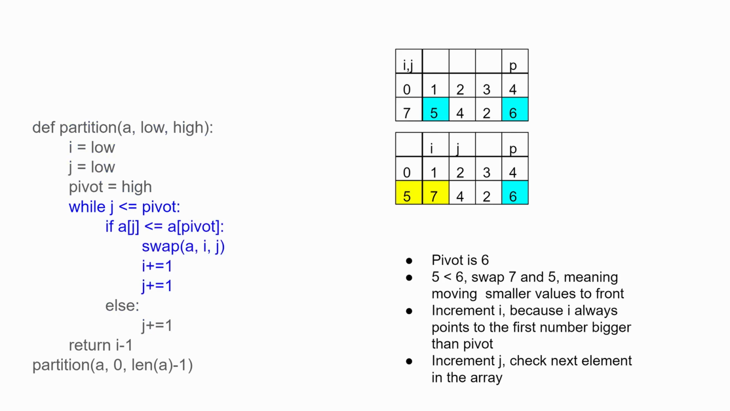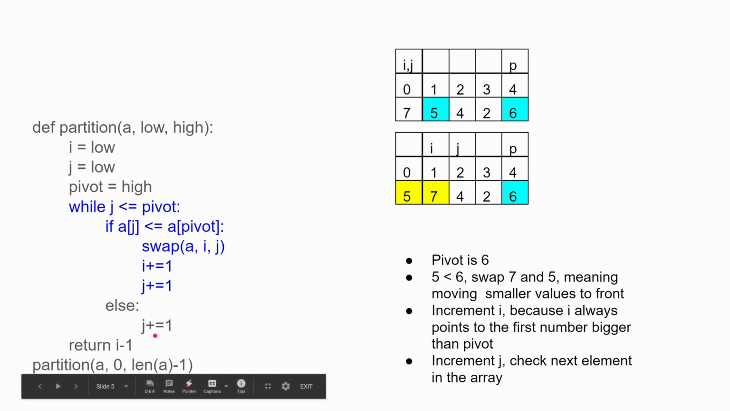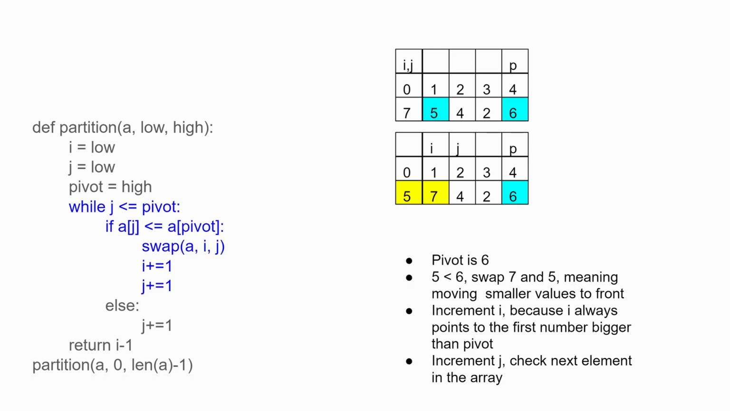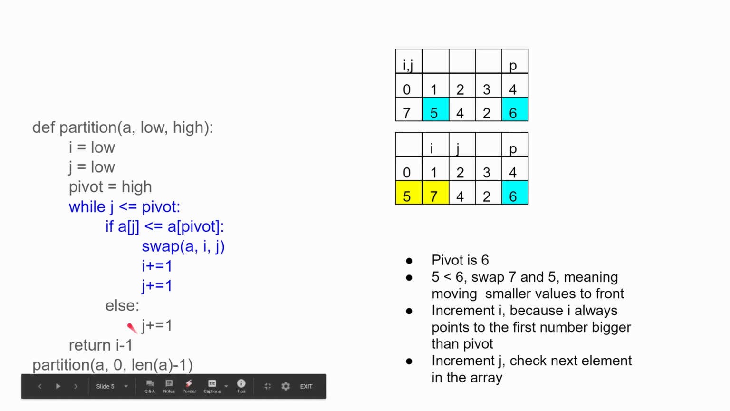It stays in the while loop because J is still smaller than pivot. Pivot is still 6, and 5 is smaller than 6, so swap 7 and 5, meaning it will move the smaller values to the front. Increment I because I always points to the first number bigger than pivot, and then increment J to check the next element in the array. It will also increment I.